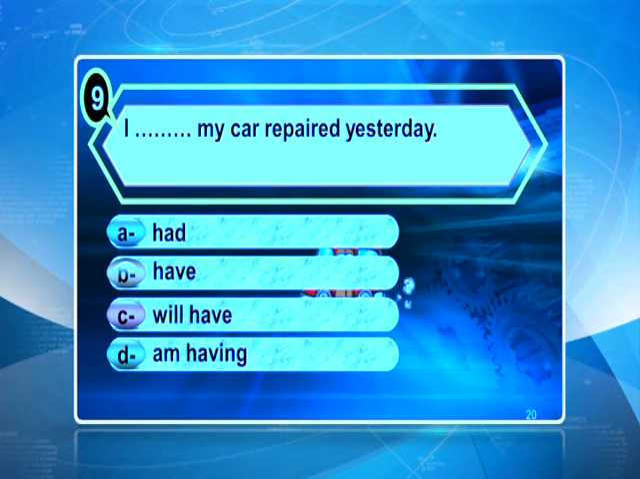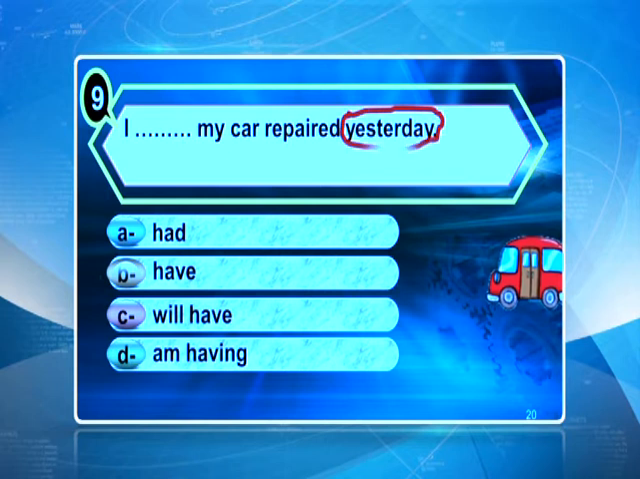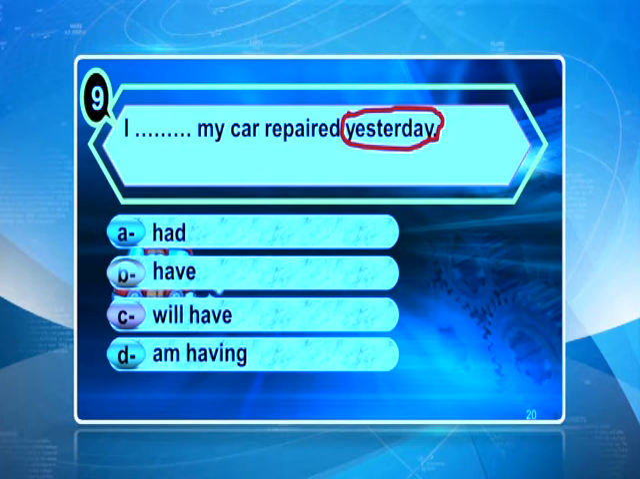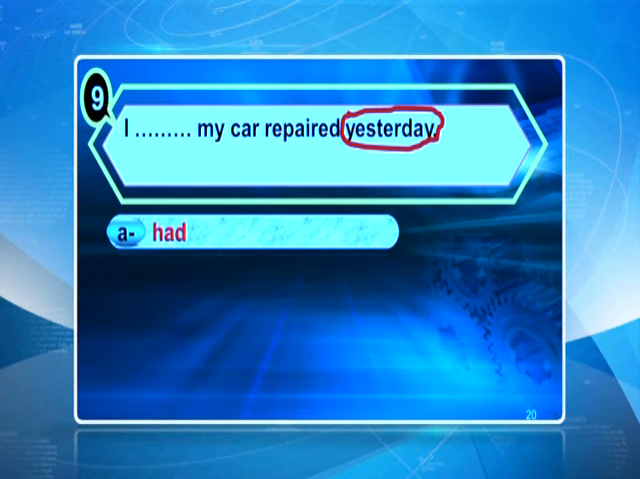Okay, so sentence number 9. My car repaired yesterday. Here in this sentence, we have to look for a clue that may help us. The word is yesterday, of course, and if you know that yesterday is always used in a context which means the past, we have to use a verb in the past. So we have had, have, will have, and am having. Your answer is had, of course.